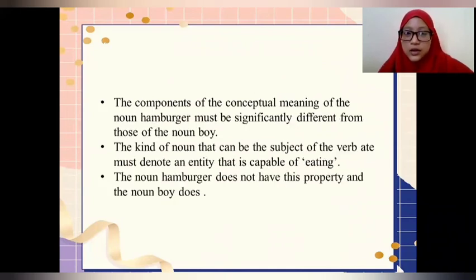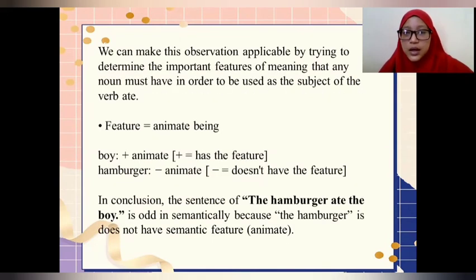The components of the conceptual meaning of the noun hamburger must be significantly different from those of the noun boy. The kind of noun that can be the subject of the verb ate must denote an entity that is capable of eating. The noun hamburger does not have this property, and the noun boy does. We can make this observation applicable by trying to determine the important features of meaning that any noun must have in order to be used as the subject of the verb ate.